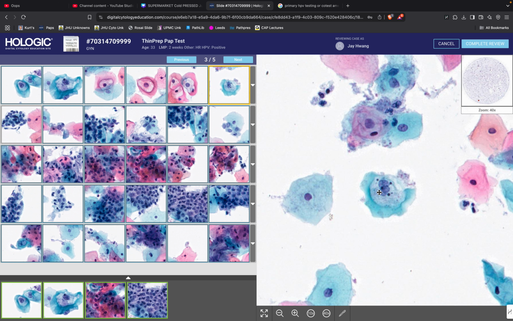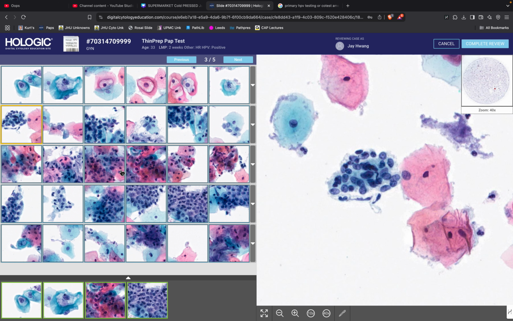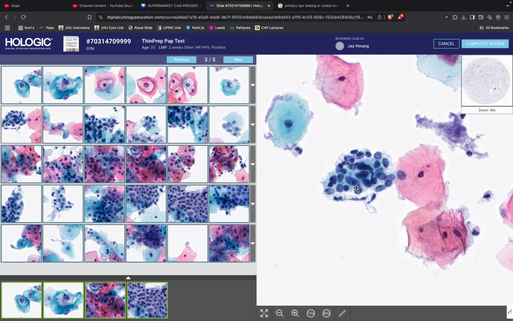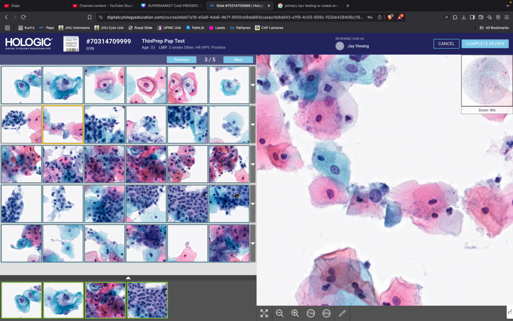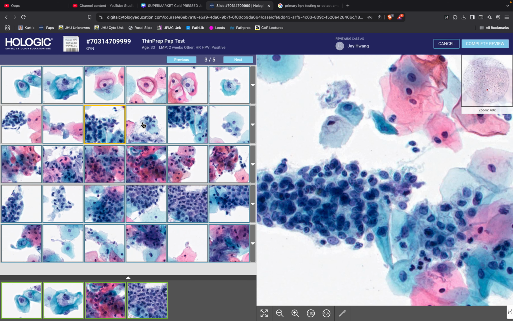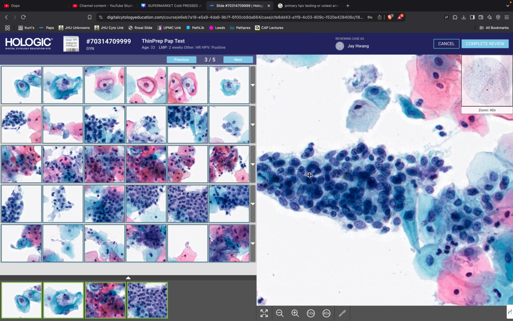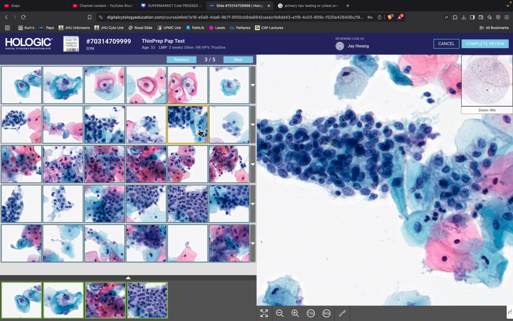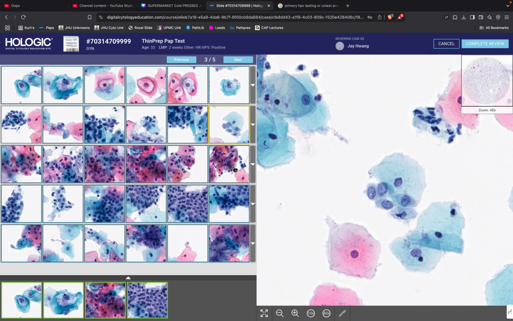Here's another binuke. Here are some endocervical cells that are reactive because of the inflammatory cells interspersed. Some other endocervical cells. It looks jumbled, but that's due to the reactive cells interspersed. All right.